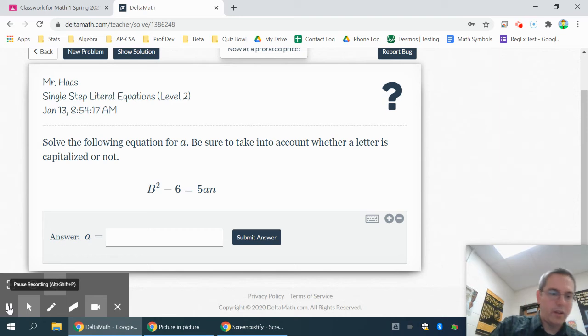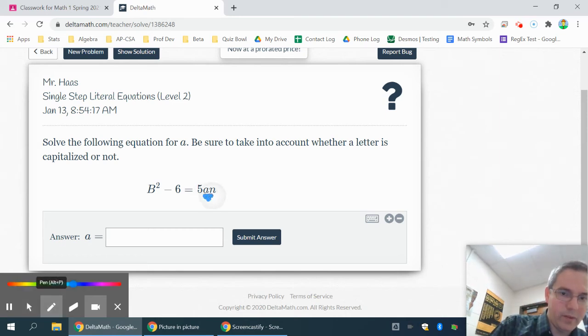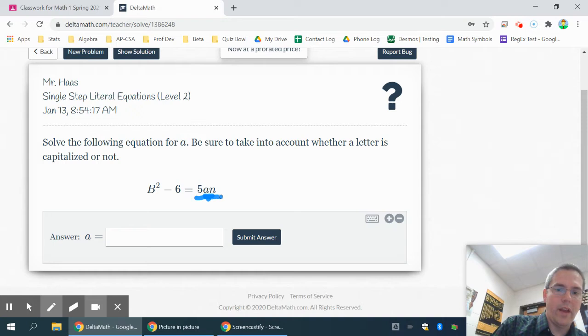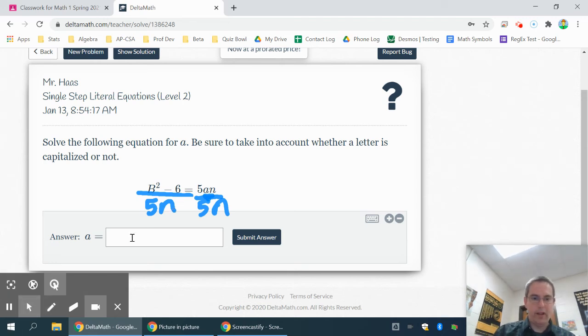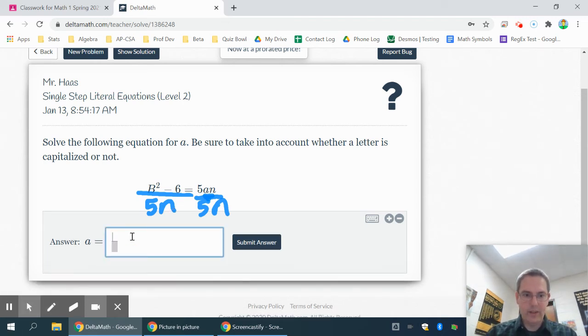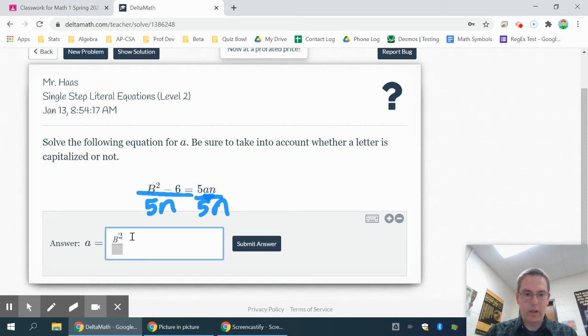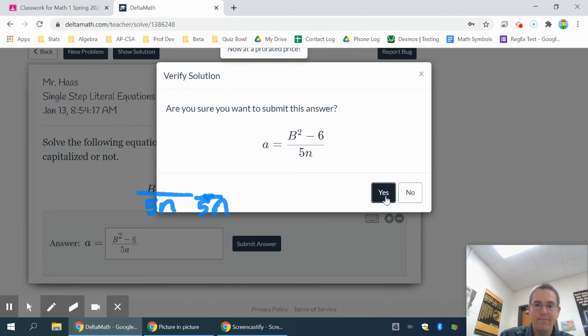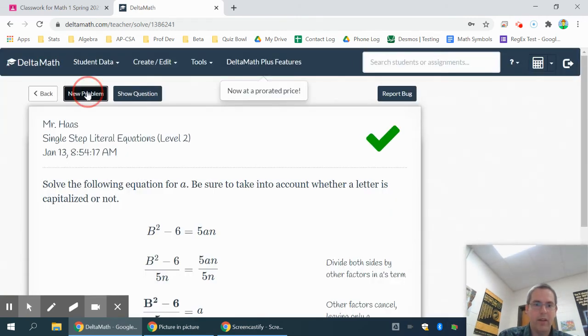Okay, on this one, I'm trying to get A by itself, so I need to divide both sides by 5n. What I need to do is click the divide, and that is B squared minus 6 over 5n. Then I can submit that answer. Because the A was being multiplied by 5 and n, I can just divide by 5 and n, and that gives me credit for that one. Let's go ahead and try another one.